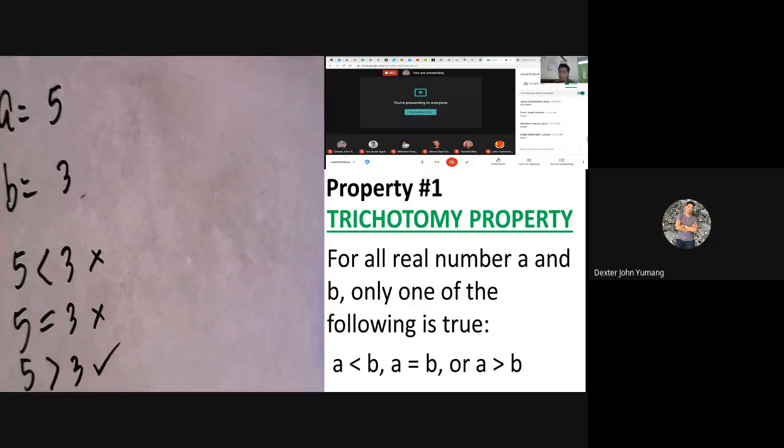Please copy the definition of the trichotomy property. Take note, after this, we will have a recitation wherein the definition will be used. So if I were you, you are going to copy that one. The recitation is 20 points. Type done if you're done.